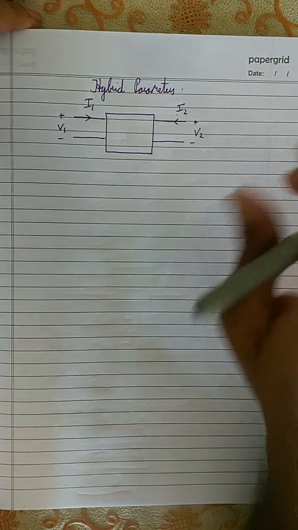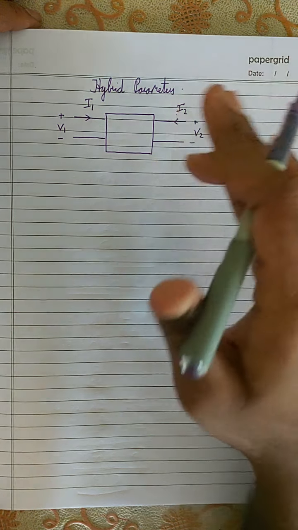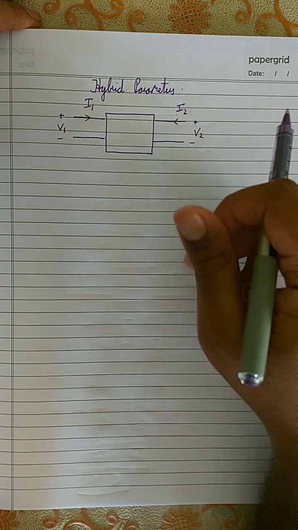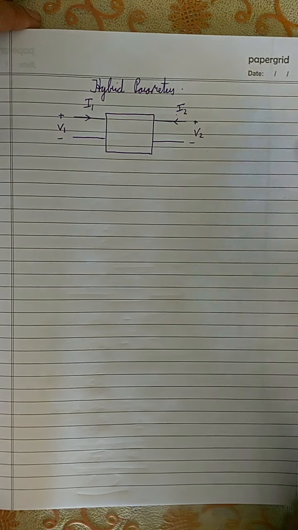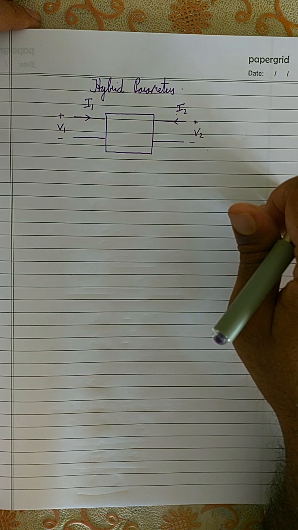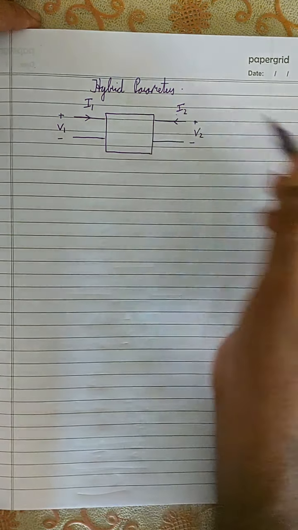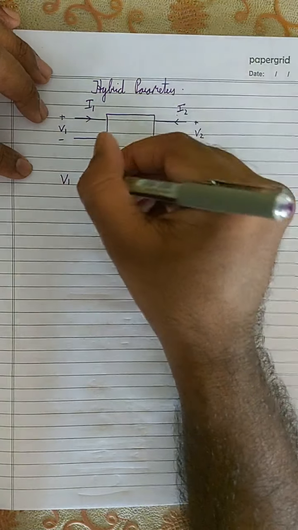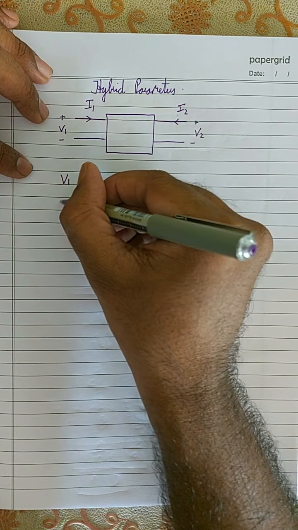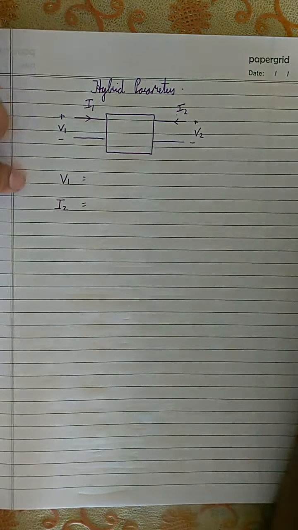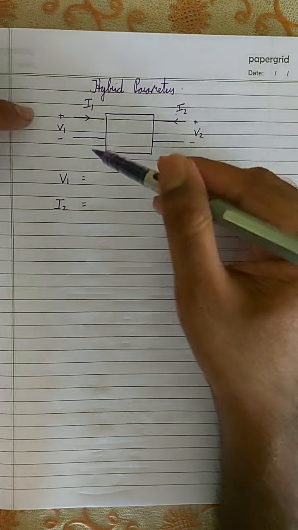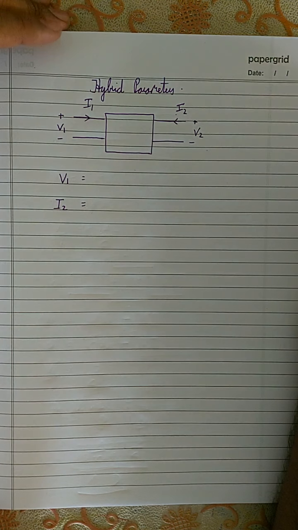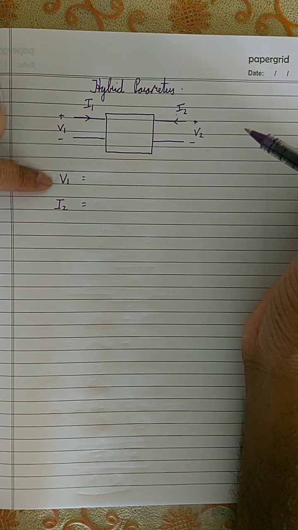Then you learned about the ABCD parameters, which are also called the transmission parameters, and here you are expressing V1 and I1, each of them in terms of V2 and I2. Now, in hybrid parameters, you will be expressing the voltage of the input port and the current of the output port. That is why it's called hybrid: you are expressing one parameter from one port and the other parameter from the other port. So this is V1 and I2.